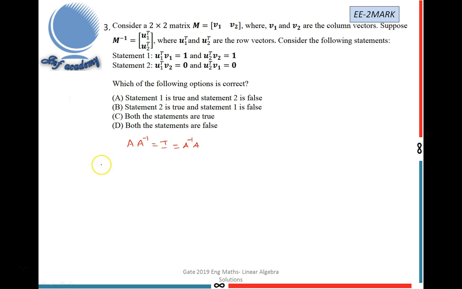So by using that definition, I can write M into M inverse equals M inverse into M equals I. So first I find M inverse into M. What is M inverse? U1 transpose, U2 transpose, and M. M value is V1, V2.